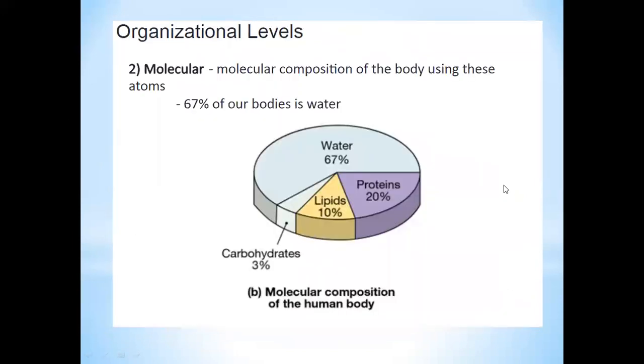Organizational levels. Molecular composition of the body using these atoms. Molecular composition of the human body. Our human body consists of 67% water, 20% proteins, 10% lipids, and 3% carbohydrates.